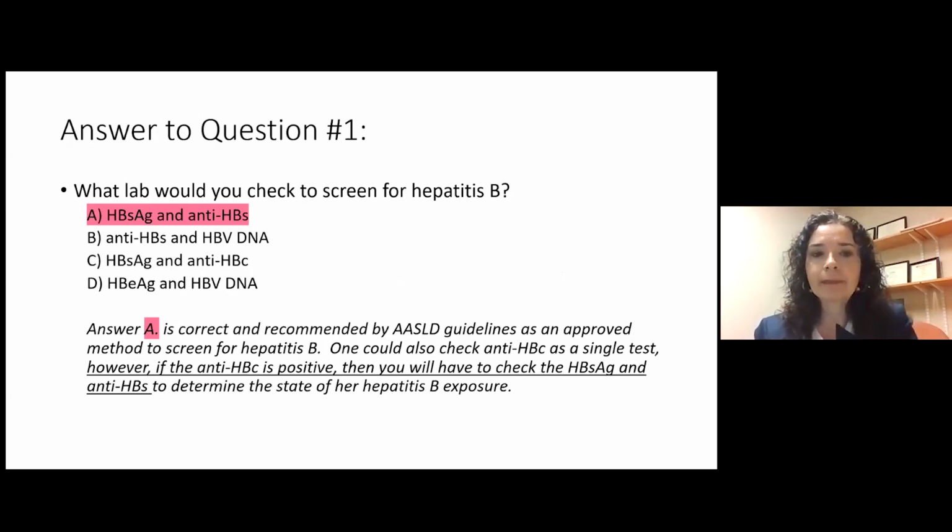The answer is A, the hepatitis B surface antigen and the antibody to the surface antigen. Again, these are what's recommended by the AASLD. You could also check the antibody to the core as a single test. However, you would need to check again the surface antigen and the surface antibody to determine the state of the hepatitis B exposure if someone returns core antibody positive.